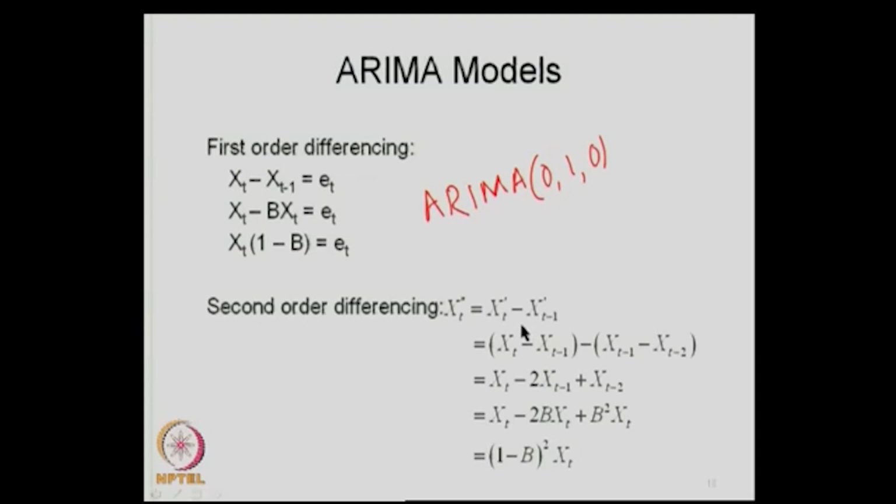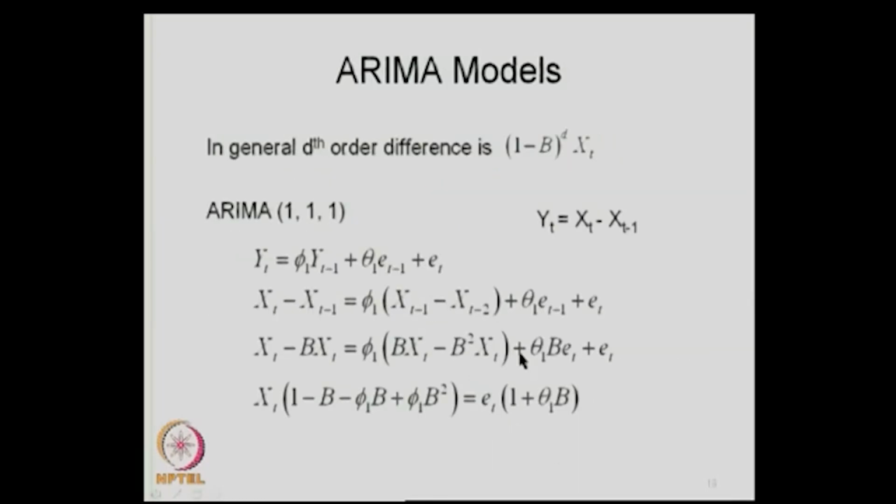So, the first order differencing was x t into 1 minus b. The second order differencing is x t into 1 minus b the whole square. If you take the third order differencing and do the same exercise again, you will get x t into 1 minus b to the power 3, fourth order x t into 1 minus b to the power 4, and so on. So, in general, the dth order difference which we need for ARIMA p d q models can be expressed as x t into 1 minus b to the power d. So, this is how we get the dth order differencing in terms of the operator b.